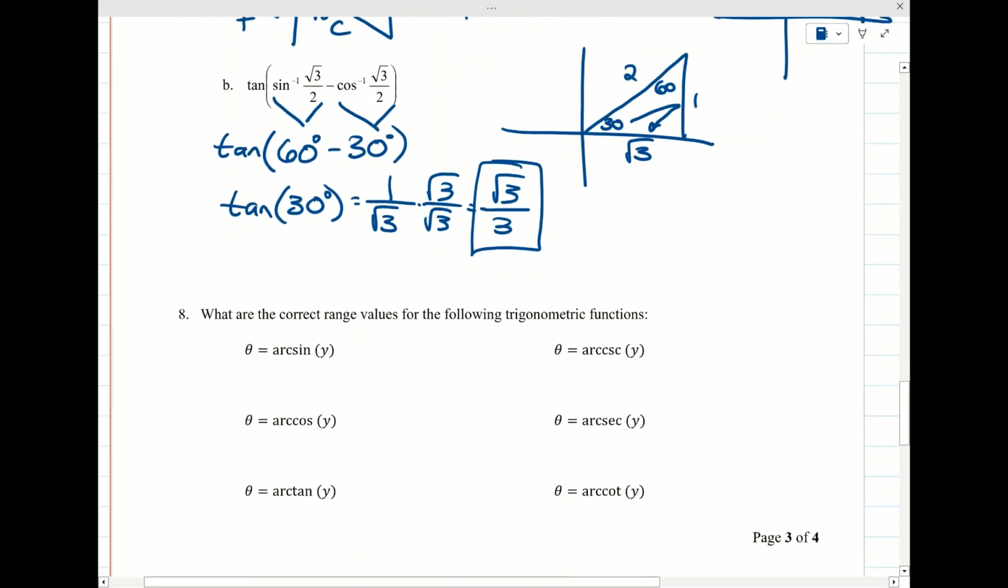All right, and then these last few problems, you don't have to know how to do these. The only ones you have to know are the ones that we focused on in class.